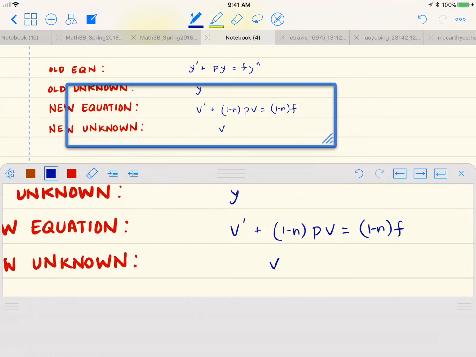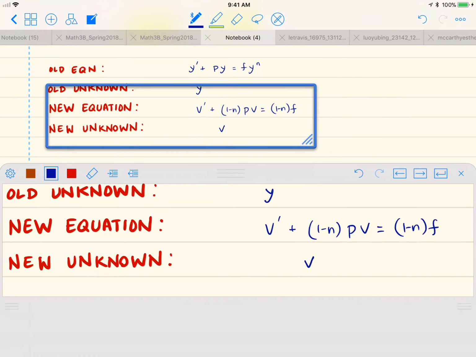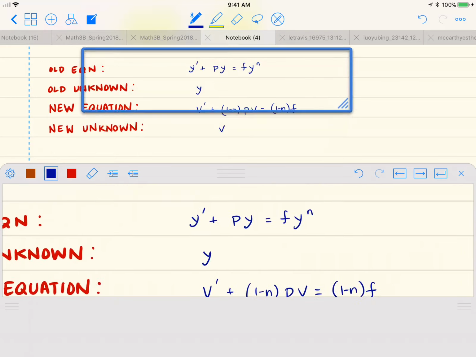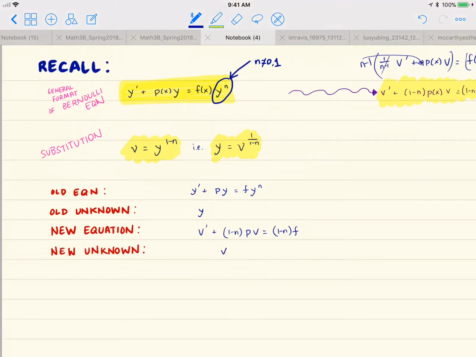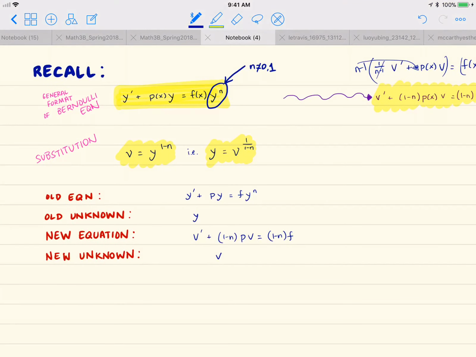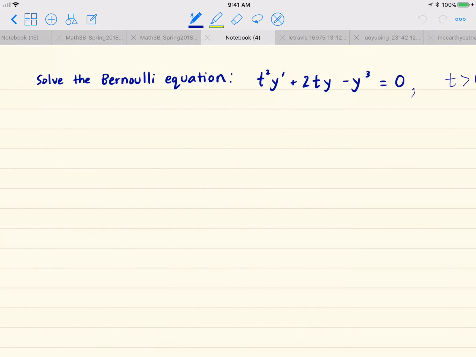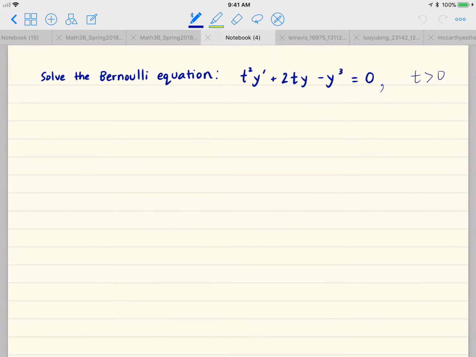So the new equation is a linear first order equation. We know how to solve it. We will solve it for v and then back substitute to figure out our old unknown, which is y. Okay, and how will we back substitute? We'll use the substitution that we used to transform the Bernoulli equation to a linear first order equation. Okay, so for today's video, I want to go through 3 different examples.